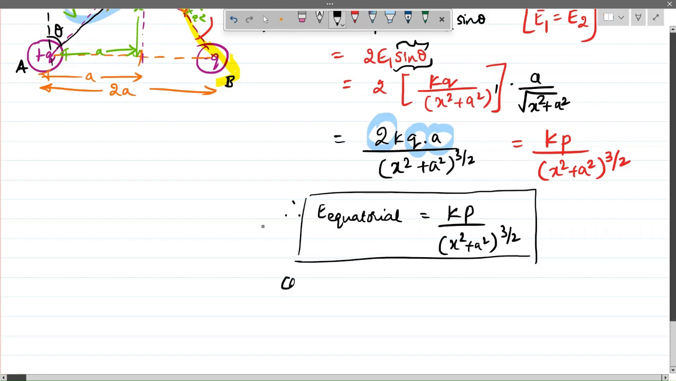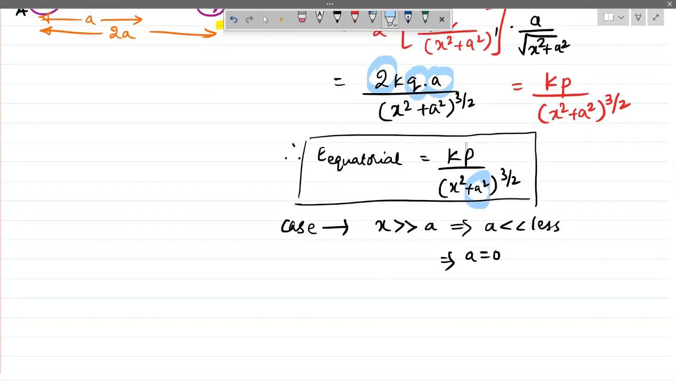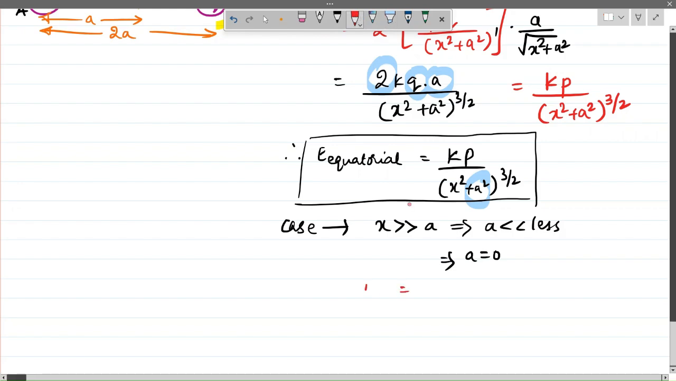Hence, in case x is very much greater than a, or a is very small, a can be equated to 0. The equation becomes E equatorial is equal to kp divided by x square to the power 3 by 2. 2 and 2 get cancelled. We are left with kp divided by x cube.